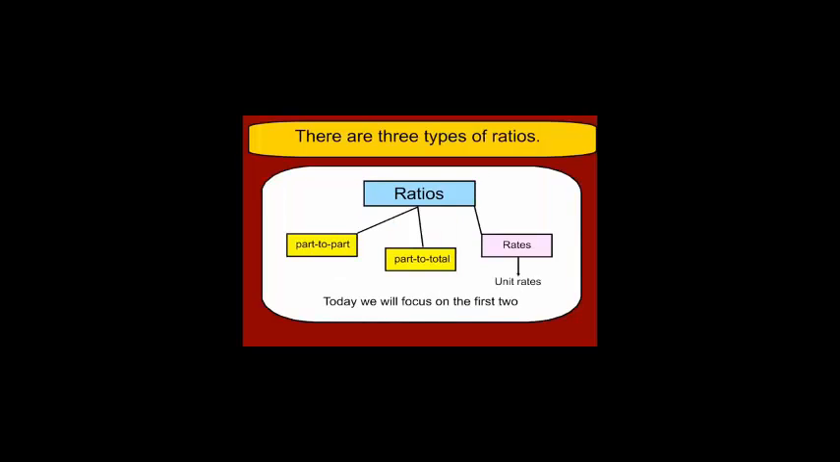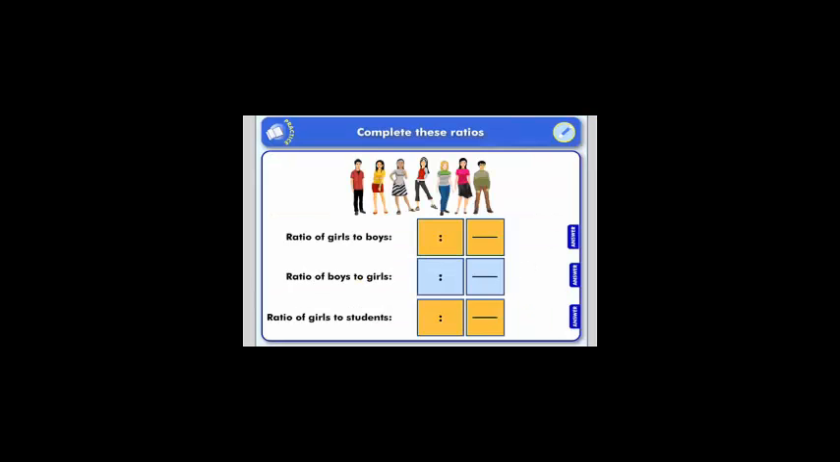Now there are 3 different types of ratios. There are part-to-part ratios, part-to-total ratios, and rates. In this video we're going to focus on the first 2 types of ratios, part-to-part and part-to-total. So let's look at this example here. Let's compare and write a ratio of girls to boys. Well, we have 5 girls and we have 2 boys. So the ratio is 5 to 2, and we could write that 3 different ways.